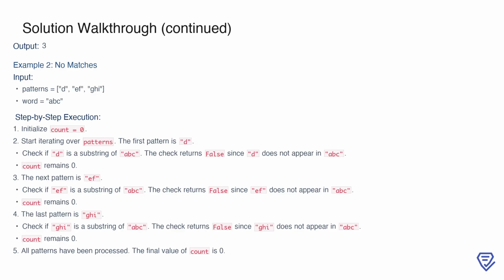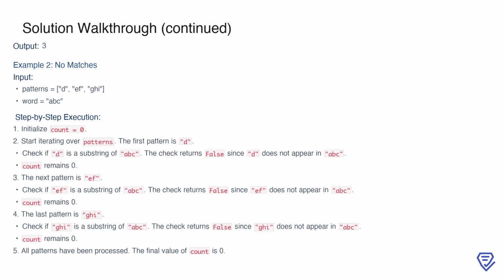Now, let's consider a case where none of the patterns match. In this example, the patterns array contains d, ef, and ghi, and the word remains abc. Again, we initialize count to 0. The first pattern, d, is checked to see if it is a substring of abc. Since d does not appear in abc, the check returns false, and count stays at 0.